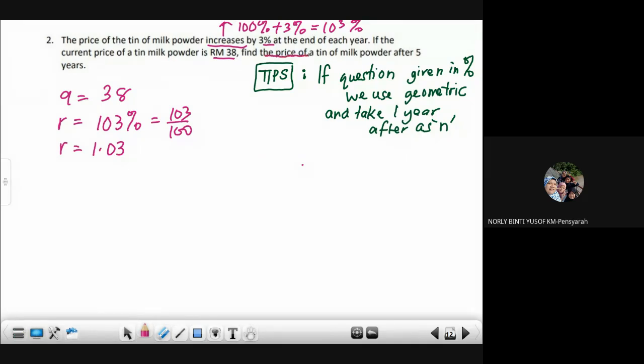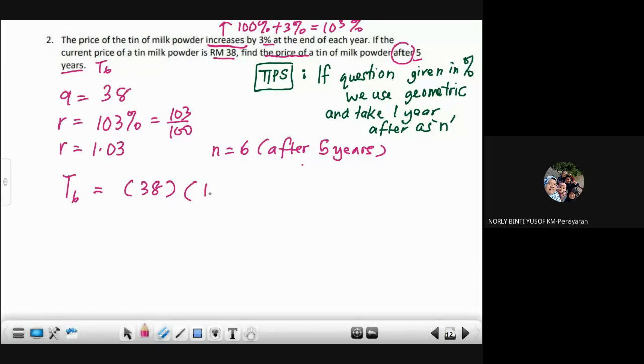So dia nak price. Dia tak cakap sum. Dia kata price of tin milk powder after 5 years. Ni ada perkataan after. You mula-mula fikir T dia 5, tapi after 5 years that means T6. So carilah T6. That means you punya N is 6 because after 5 years. Kena hati-hatilah kat situ. So T6 is 38 times 1.03 power 6 minus 1.